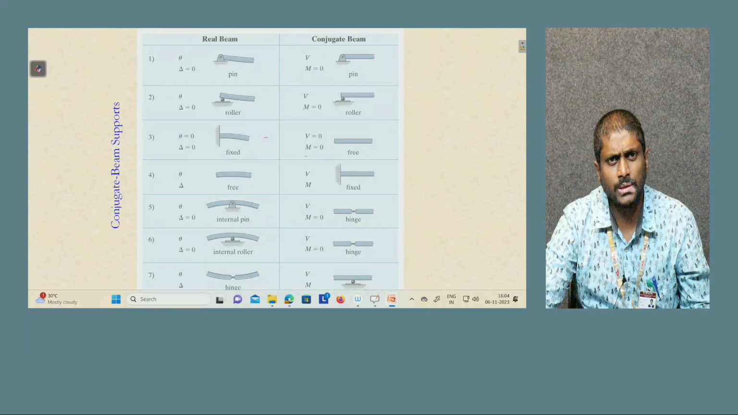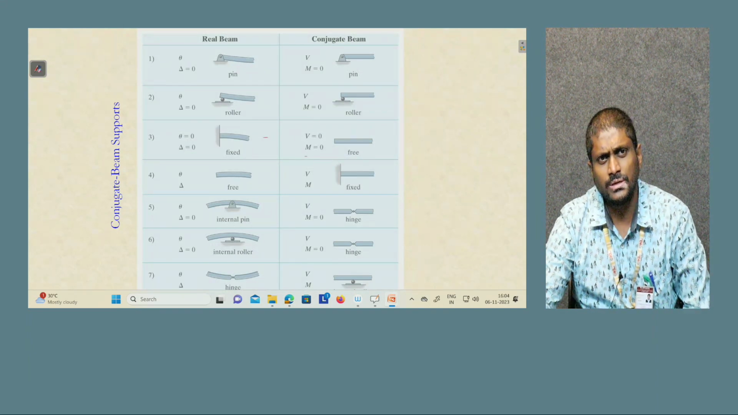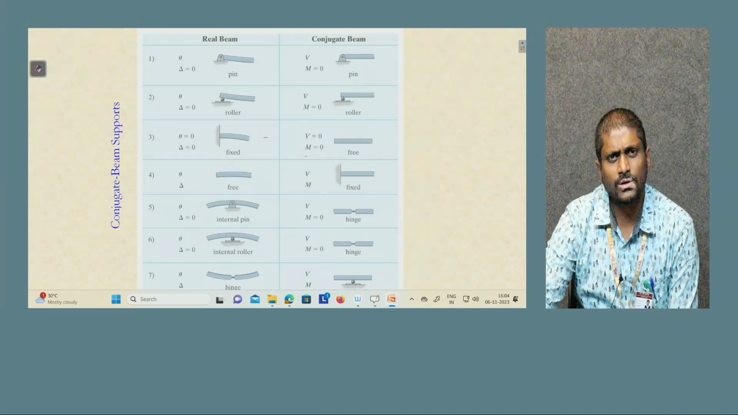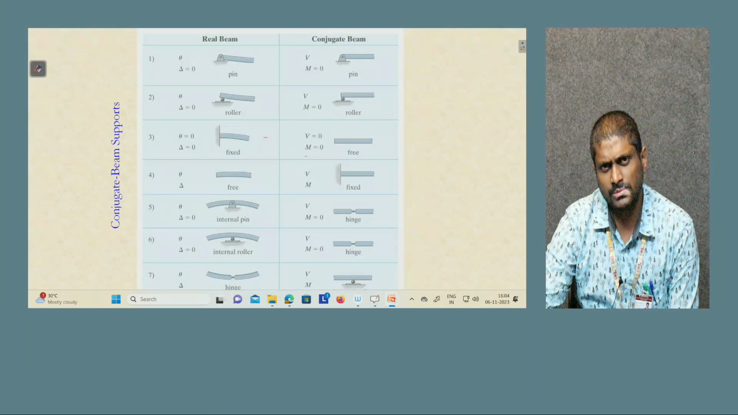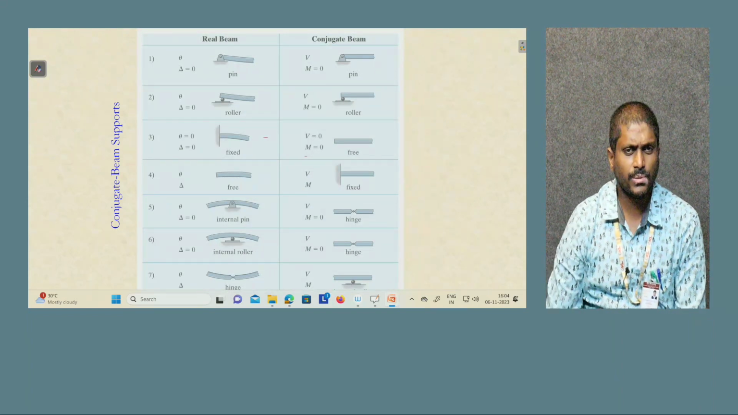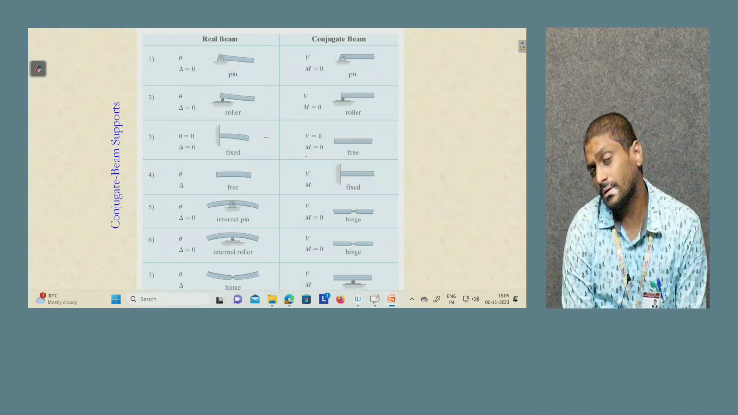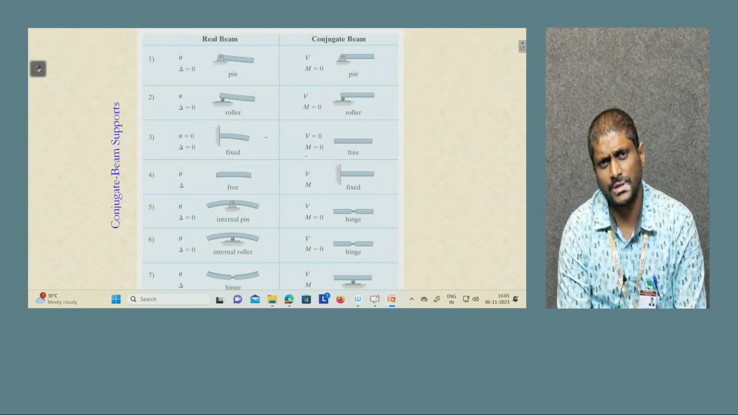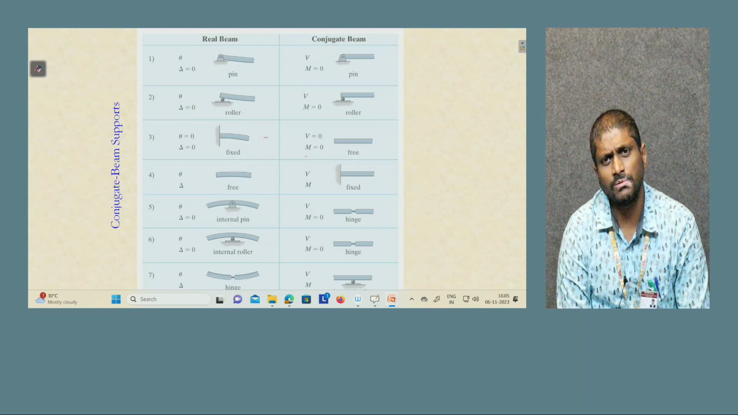Case number 1, there is a pinned connection. Here theta and delta: theta is not going to be 0, but delta is going to be 0 since it's a support. In the conjugate beam, shear force will not be 0, whereas moment will be 0, because it's a pinned support. Then the second case, that is roller. In the real beam, slope cannot be 0, but delta can be 0 since it is a support.